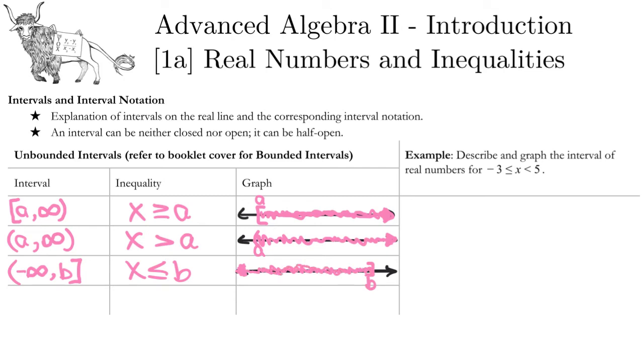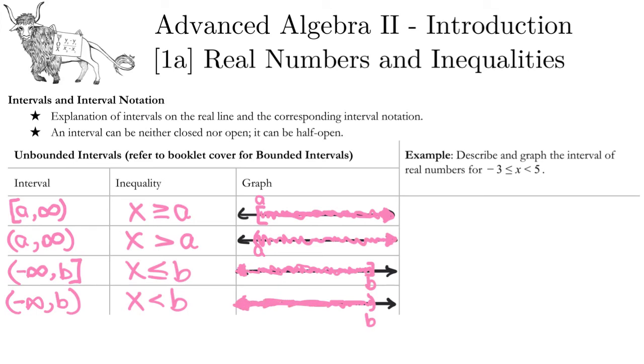And the final unbounded interval is negative infinity to b exclusive of b. So we use an open parenthesis next to b. That means x is less than b. And the graph for this one looks very similar to the last one, except we have a parenthesis where b is. That opens to the left, and we shade everything in to the left of that parenthesis.